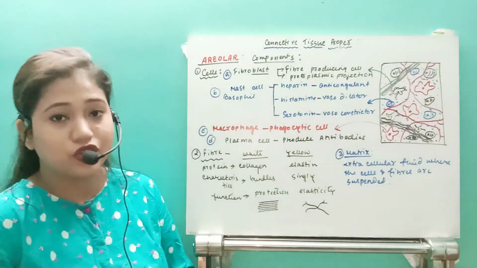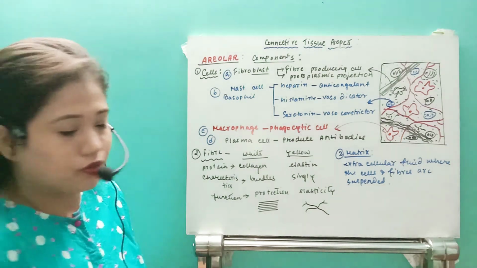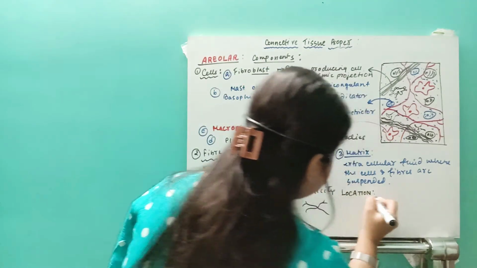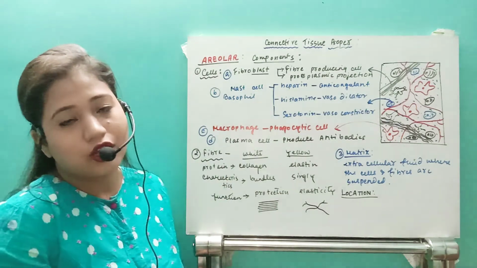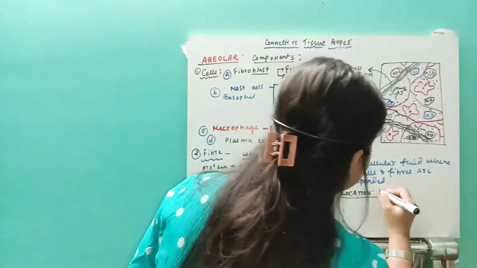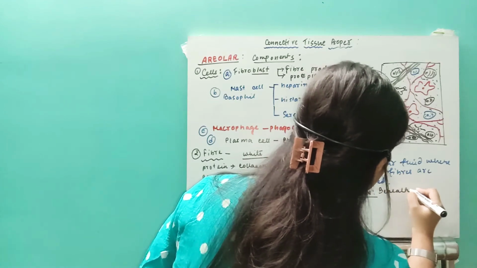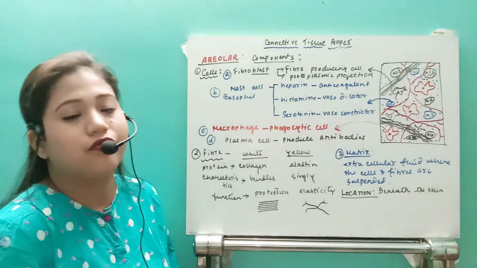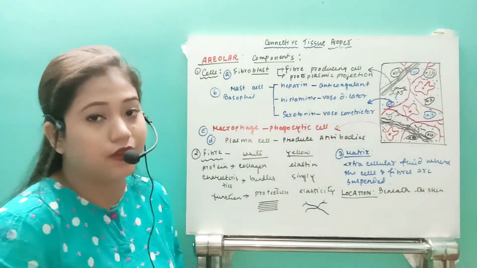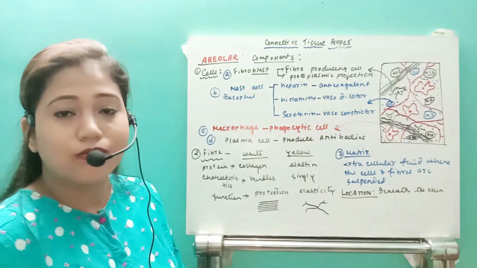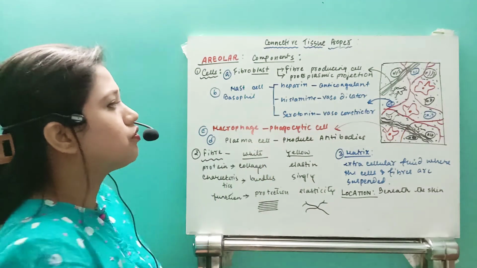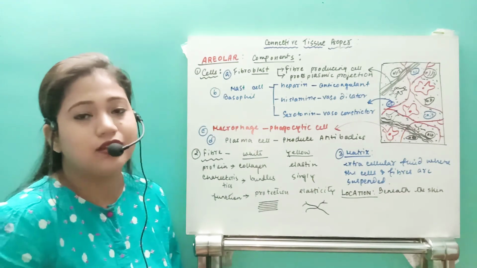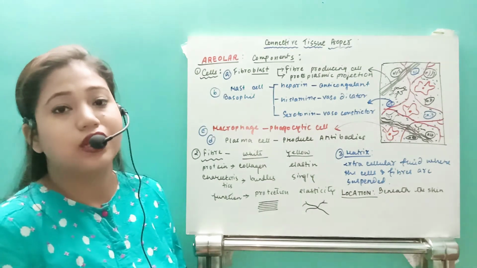Now we will see the location of the areolar connective tissue. Remember that the areolar connective tissue is found beneath the skin. You need to know this, because in the skin, if you have an allergic reaction, that part swells, isn't it? Why can it swell? Because the areolar connective tissue has the mast cell, which releases histamine, because of which the blood vessels get dilated and our skin swells.